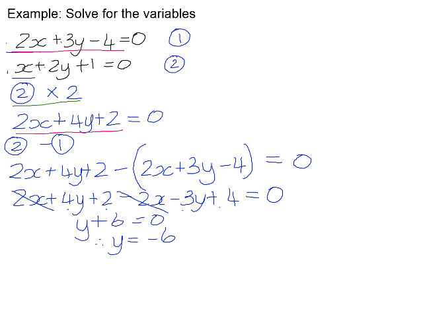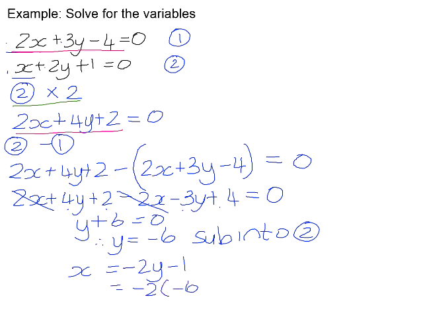We now need to take that y value and substitute it back into one of our original equations. It doesn't matter which equation you choose to substitute it back into. I'm going to go into the original equation 2. So that will give us x is equal to negative 2y minus 1, which will be negative 2 times negative 6 minus 1. Negative 2 times negative 6 is positive 12. Positive 12 subtract 1 is 11. So we have now solved for both x and y by using an elimination method.